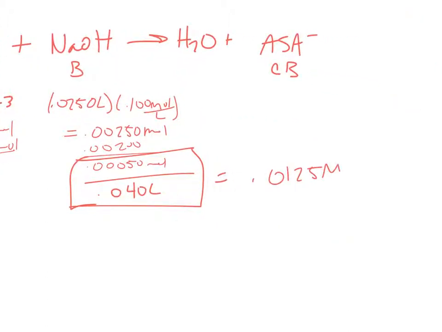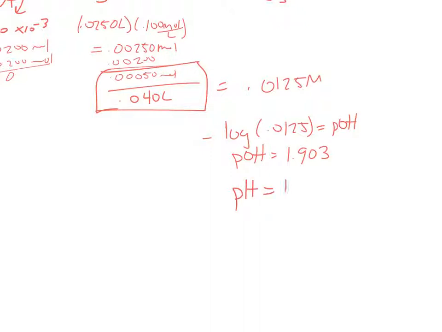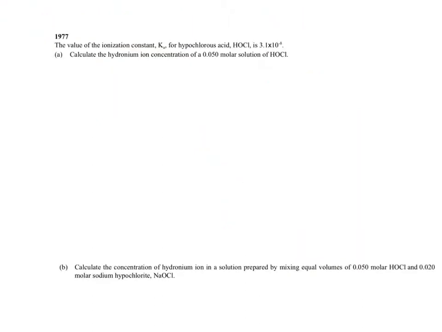0.0125 molar. And since this is the concentration of a strong base, the pH of the solution is dependent only on the presence of the strong base. So just take the negative log of that base, 0.0125 molar, which gives you the pOH. The pOH is equal to 1.903, so the pH must be 14 minus 1.903, which gives you 12.097. And that's the pH. This one hopefully will be the shortest of the three.